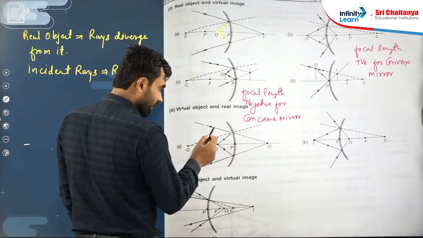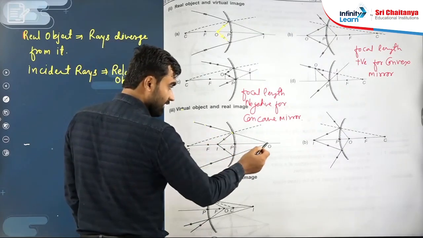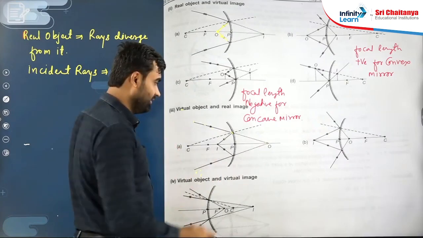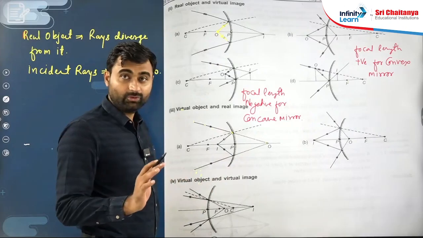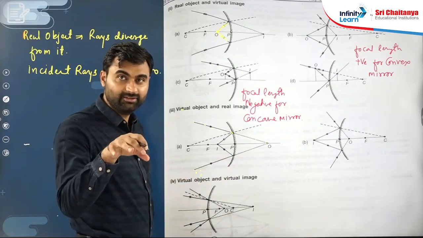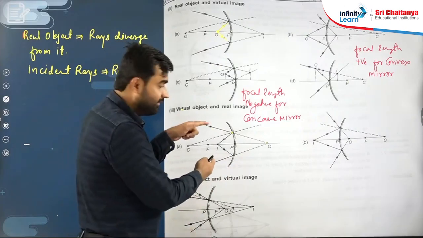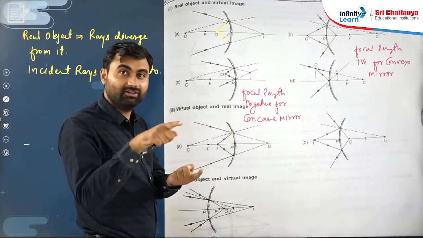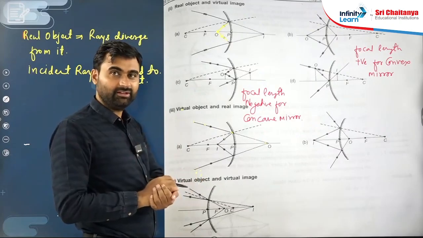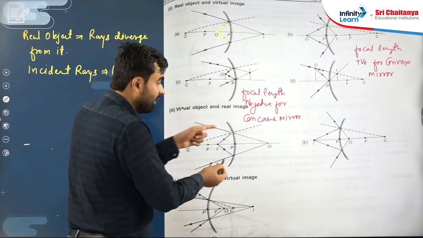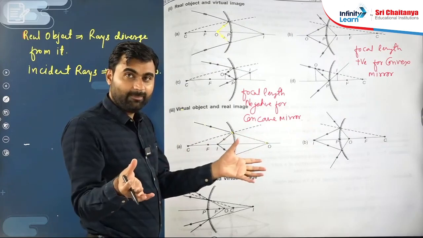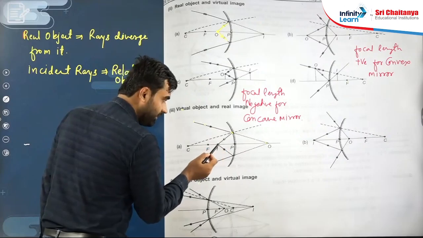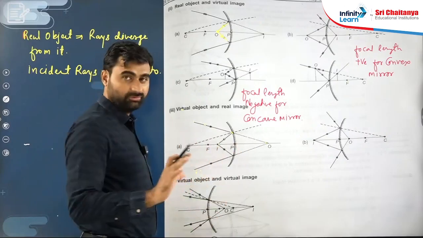Now if we extend both rays, then they are intersecting here. So are they really intersecting here? No, they are not really intersecting here. So what word do we use here? Seems. Both rays seem to meet. Seem to meet where? At the virtual object. Is it clear? If rays seem to meet, that is a virtual object. I told you that this ray already reflected here. This is not the path of the ray.